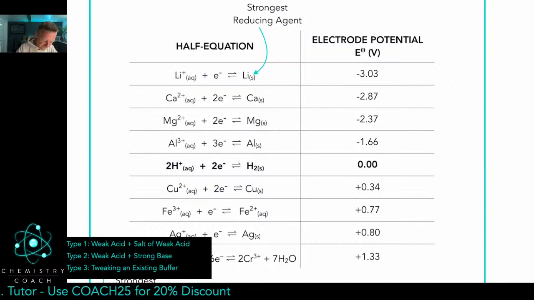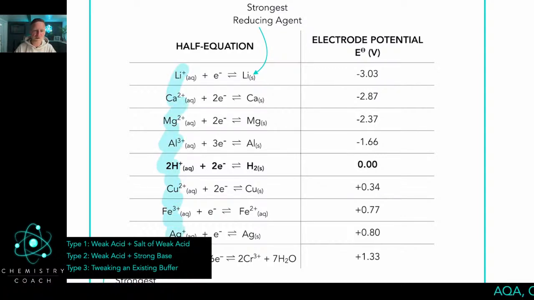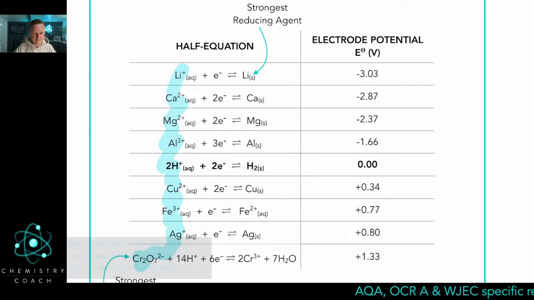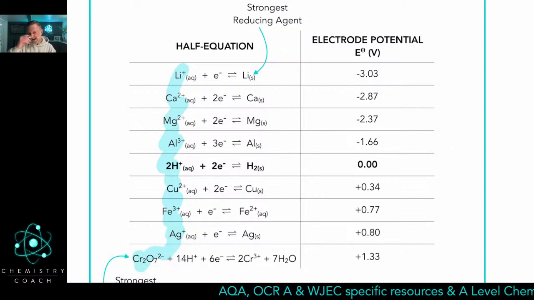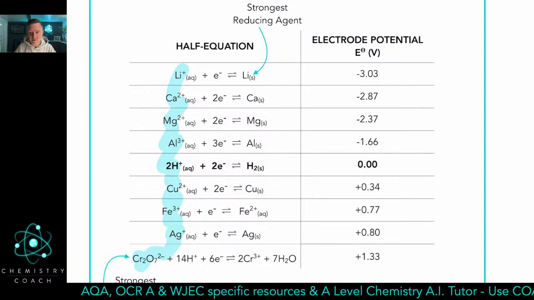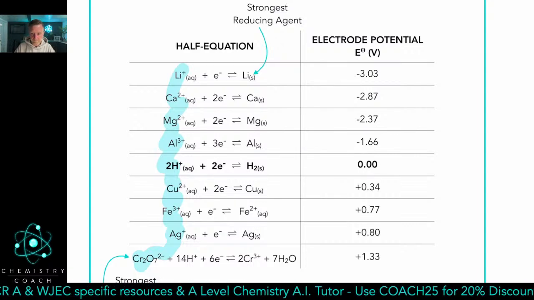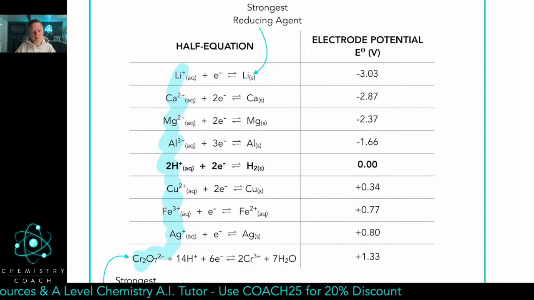On the flip side of things, all of these things down here, these are oxidizing agents. I'll just get rid of this because we don't need that anymore. Thank you very much, Mohammed.